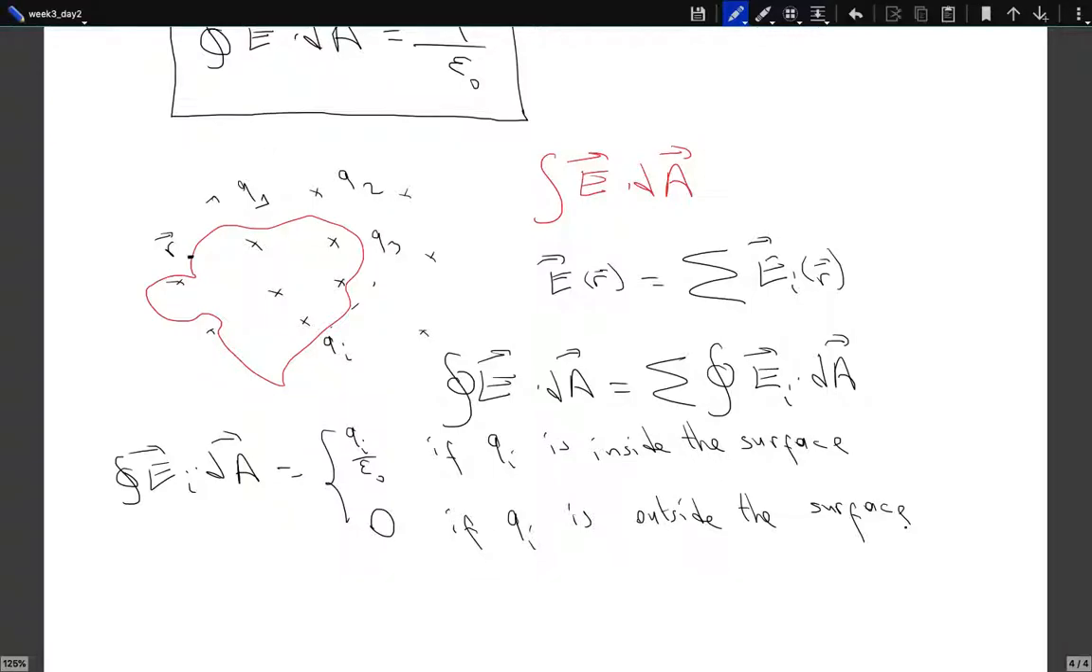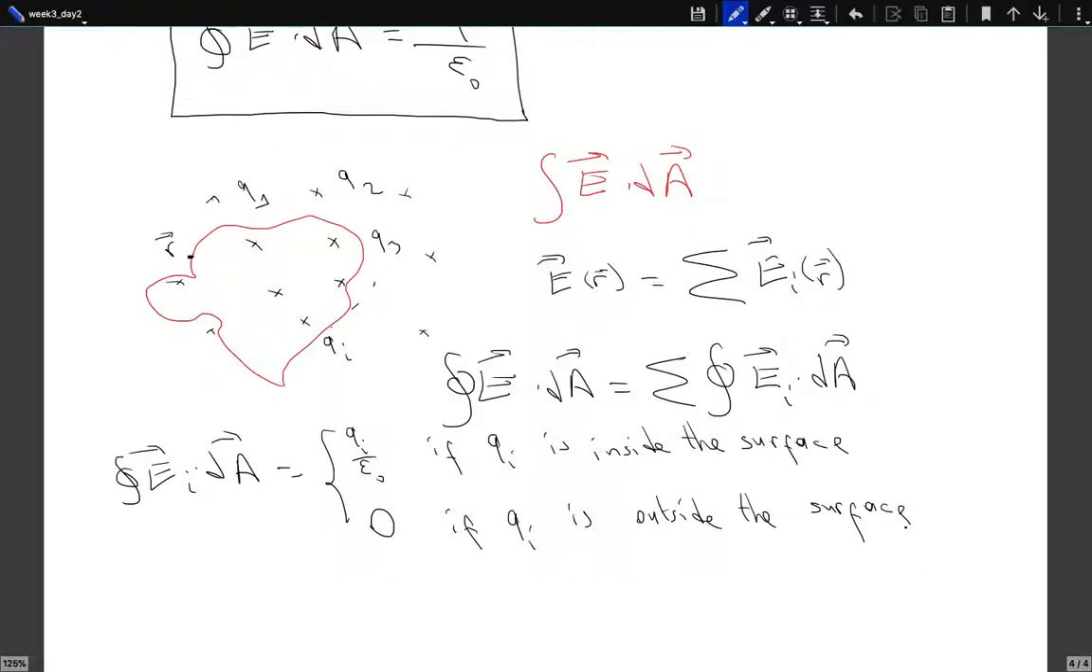So this integral, the integral of the electric field created by the charge Qi over this arbitrary surface we chose, is either Qi over epsilon 0 if the charge is inside. For this charge, for example, it will be Qi over epsilon 0. But for this charge over here, it will be just 0. So let's look at over here.